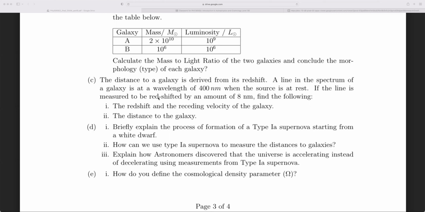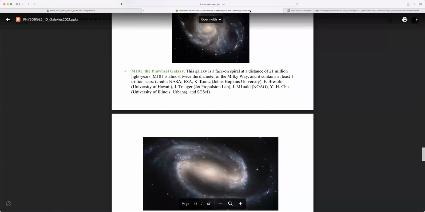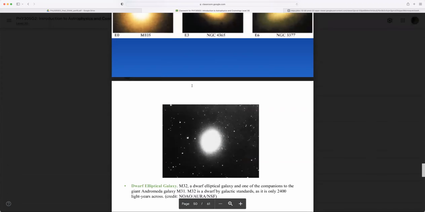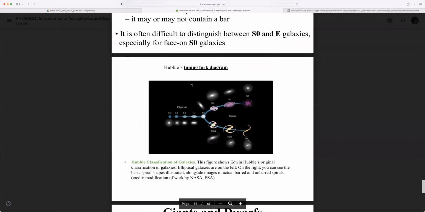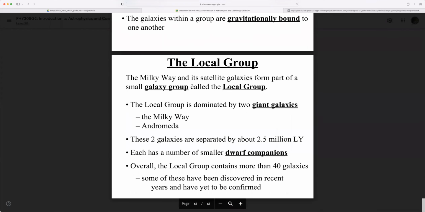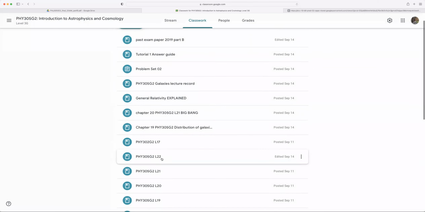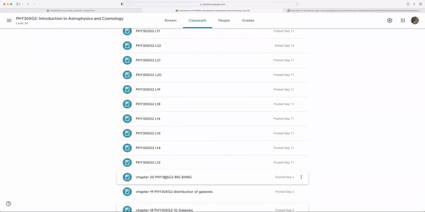So it says it is redshifted by an amount of 8 nanometers. So you need to know what redshift means, right? Let's look at it now. Do you have this information in your notes? Up to now we have not found anything about the redshift of the galaxy in this particular lecture. So I know where it is, so let me go through that particular part.